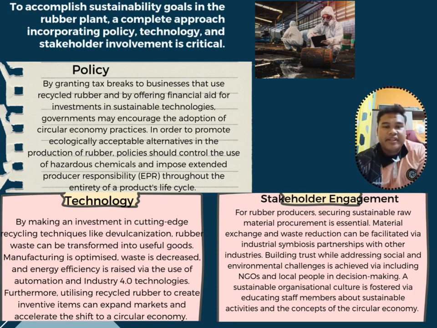Policy: by granting tax breaks to businesses that use recycled rubber and by offering financial aid for investment in sustainable technologies, government may encourage the adoption of circular economy practices in order to promote ecologically acceptable alternatives in the production of rubber. Policies should control the use of hazardous chemicals and impose extended producer responsibility, EPR, throughout the entirety of a product's life cycle. Second, technology.